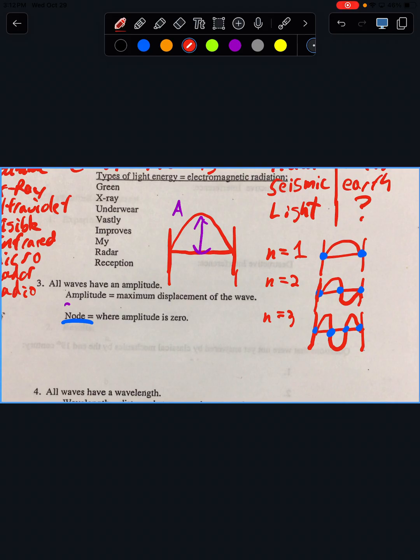No way he can do n equals 3. Yeah, I don't see it. Whoa! I saw it for a second. That was like n equals 5. Might have been. You can only have whole numbers of waves. Keep going: n equals 5, 6, 7, 8, 9, 10. Okay?